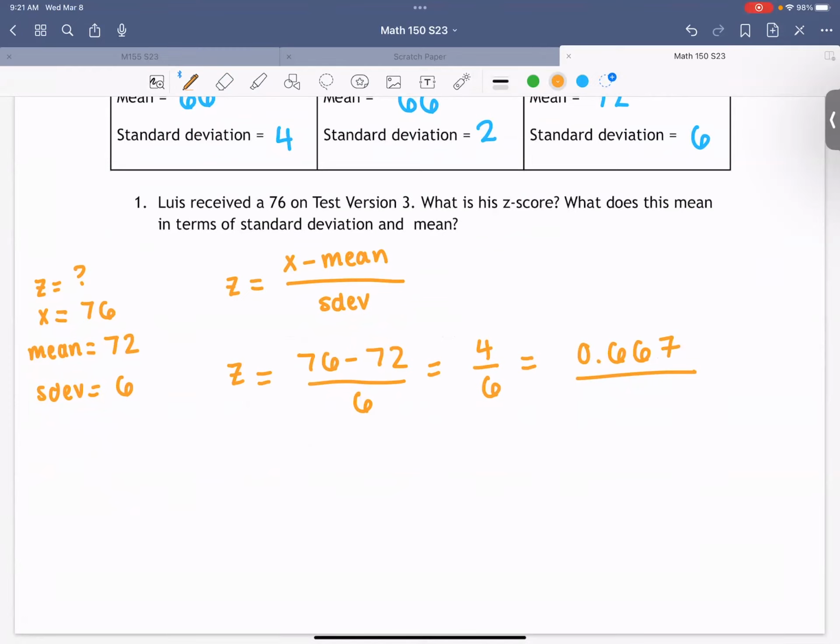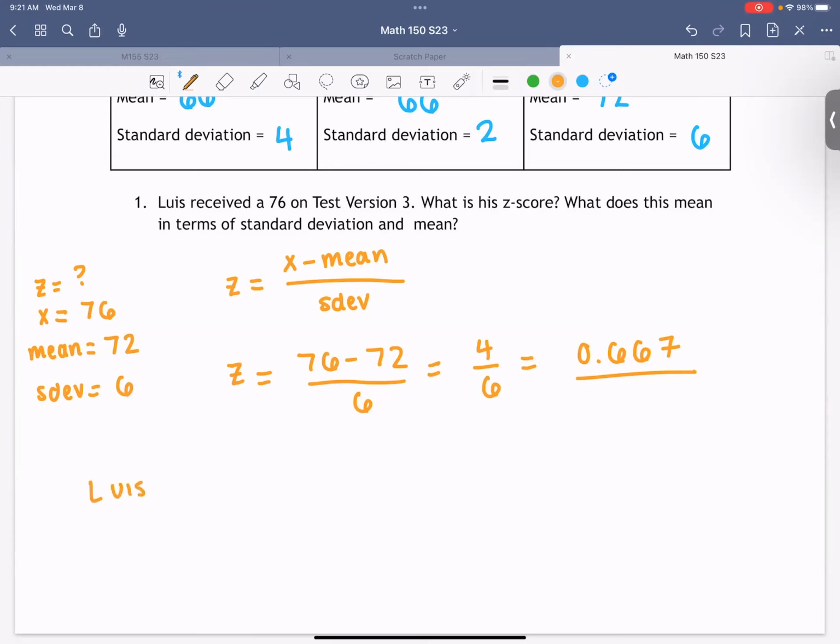Now we haven't finished the question. This is asking me, okay, what does this mean in terms of standard deviation and the mean? If my z-score is positive, does that mean I'm above the mean or below the mean? Above, right? So if we have a positive z-score, that means that we're above average. This means he did better than the average, okay?